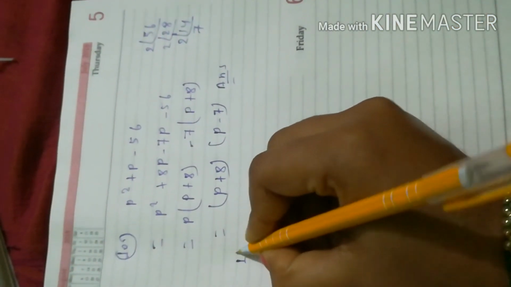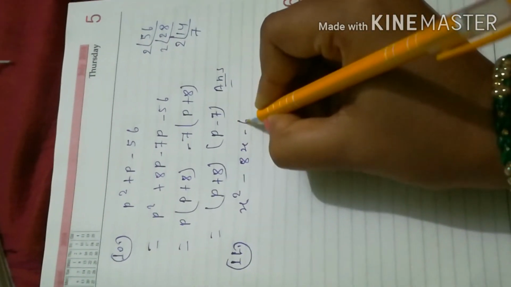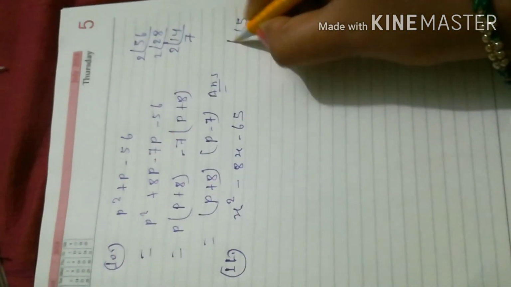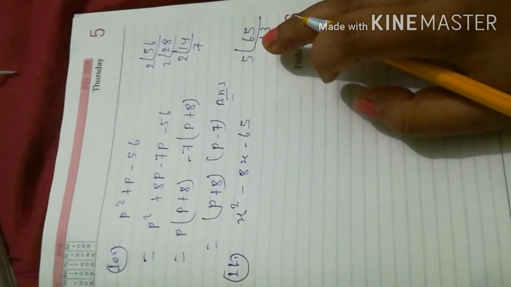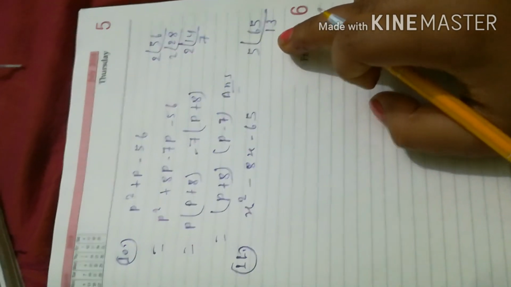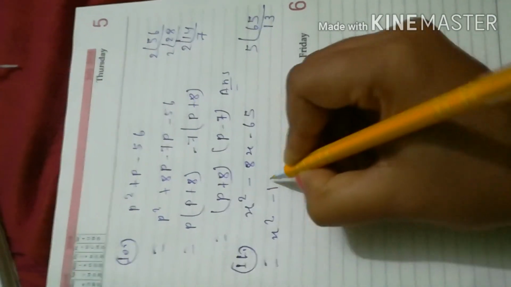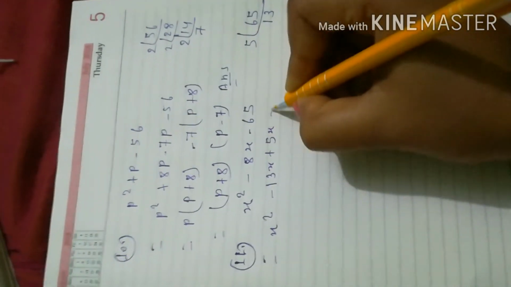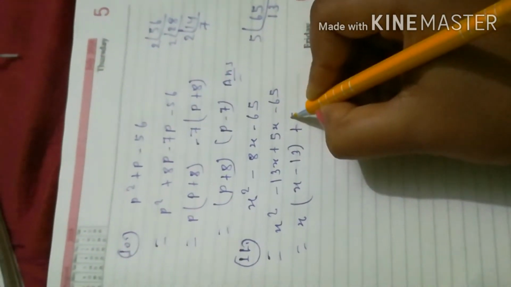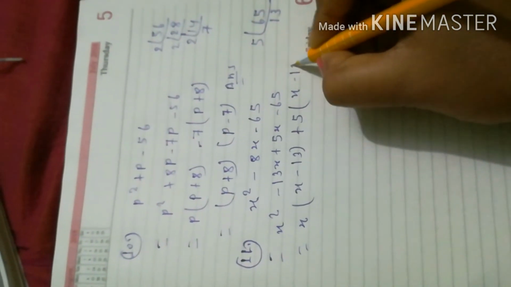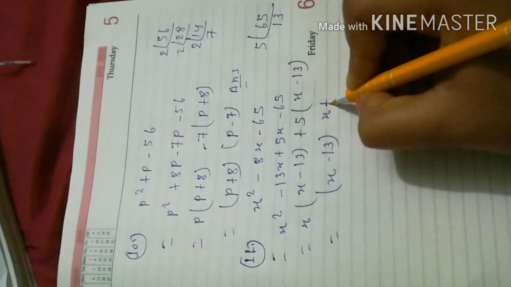Now we will do question number 11. Our question number 11 is x square minus 8x minus 65. We can write 5 1s are 5, 5 3s are 15, and minus 13 plus 5, then we will get minus 8. x square minus 13x plus 5x minus 65. x minus 13, x 5 1s are 5, 5 13s are 65. So we can write (x minus 13) into (x plus 5).